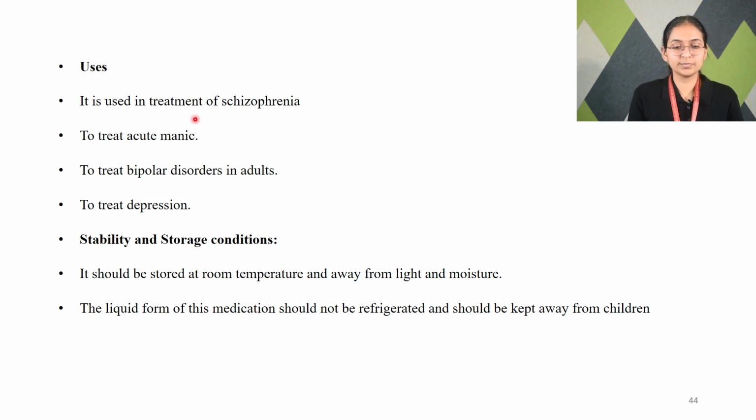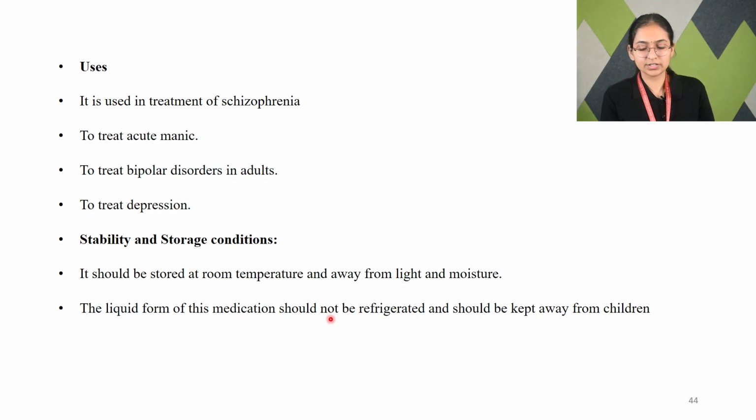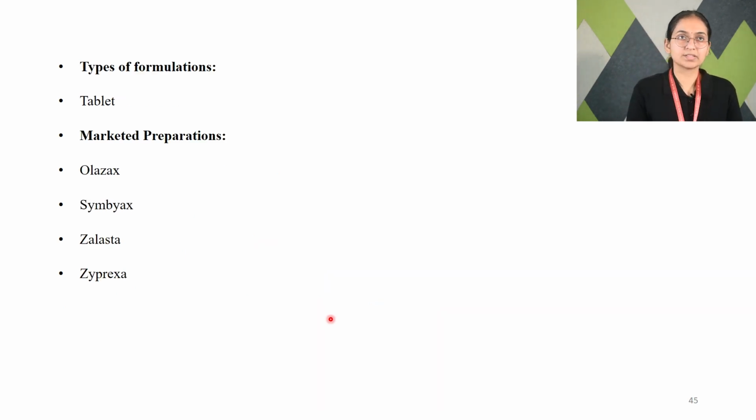It is useful in the treatment of schizophrenia. Next, it is useful in the treatment of acute mania, useful for patients who are suffering from bipolar disorders. It is given to adults, and to treat depression. The stability and the storage is, it should be kept at room temperature away from light and moisture. Again, it should not be refrigerated, and it should be kept away from children and pets. The available formulation is tablet. The marketed preparations are Olazex, Simbax, Xylasta and Zyprexa.